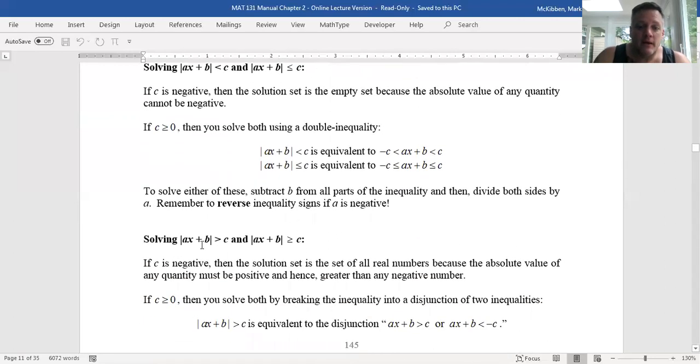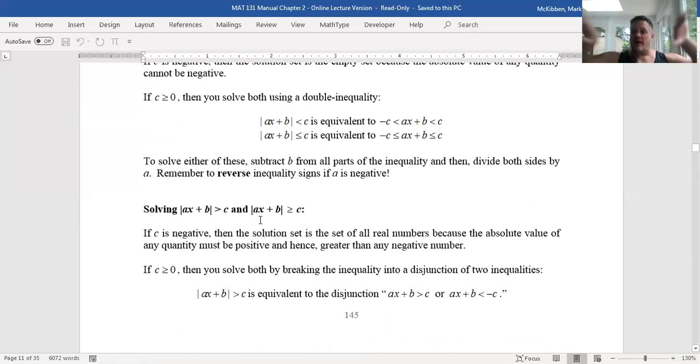For the other direction, if the inequality happened to be larger than C and C was positive, then remember there you're getting the tails, or the two rays. And so the inside itself could be to the right of C, or the inside itself could be to the left of negative C. But to the right of C means bigger than C, and to the left of negative C means less than negative C.